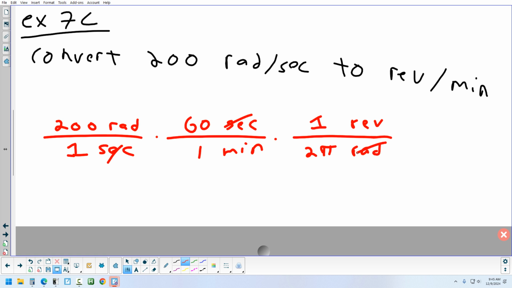Okay, so radians is gone. And now we multiply that out, and we would have a speed in revolutions per minute. Okay, I'm going to say multiplying it out for you, because I want to do the last one.